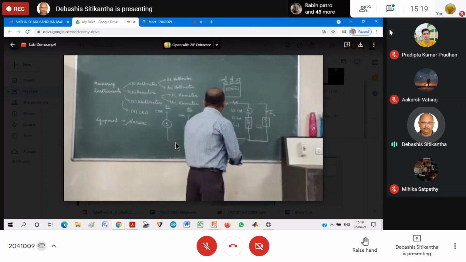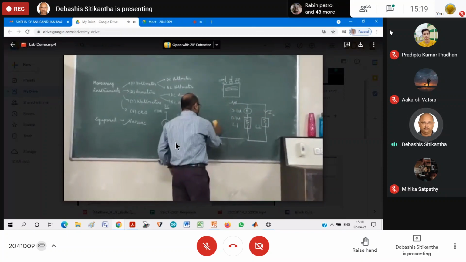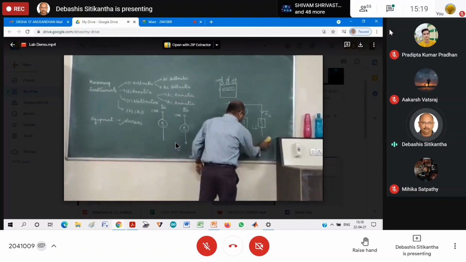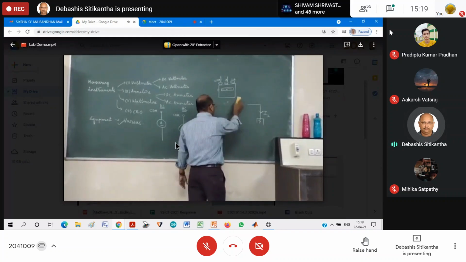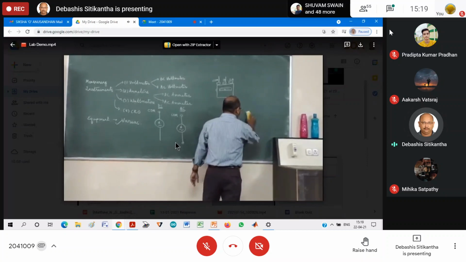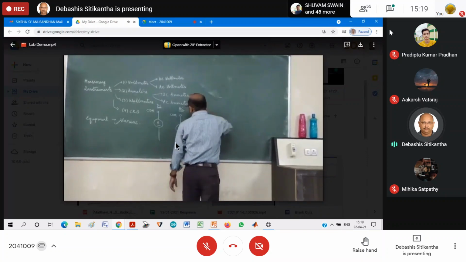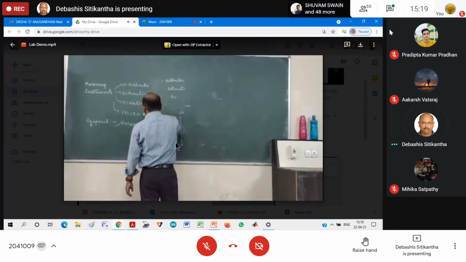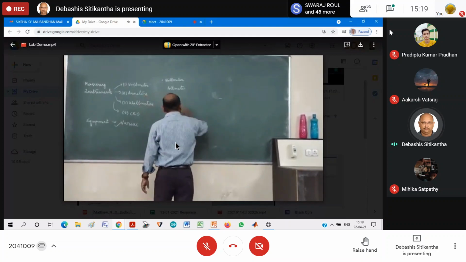So this is how you are going to use your ammeter. This much knowledge is quite enough or useful to carry out your experiments. Next we will talk about this wattmeter.